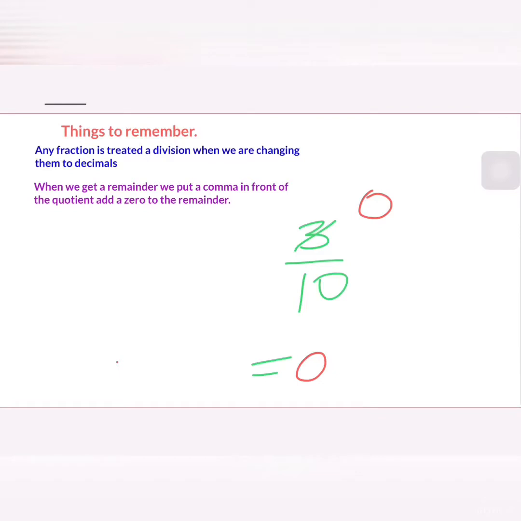What are we going to have there? A remainder of 3. Because I'm going to put a comma here, I'm going to add a 0 also there. Now it's 10 into 30, we get a 3.